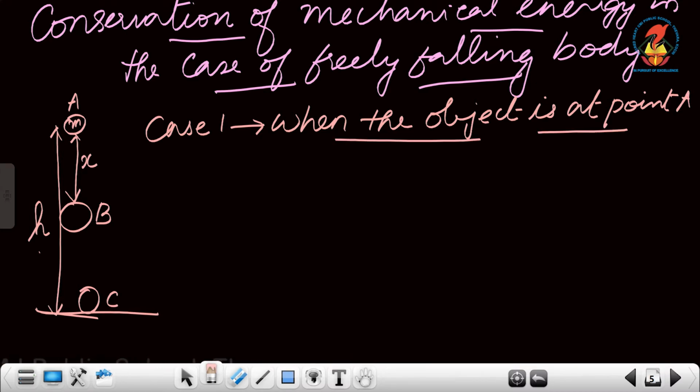And the object is at point A. Now, first we will find out the kinetic energy. I am going to denote kinetic energy with suffix K. What is the equation for kinetic energy? Kinetic energy is equal to half mv square.